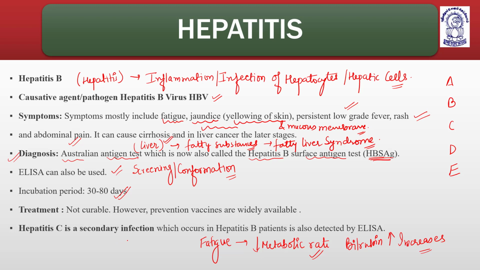Hepatitis C is a secondary infection if the liver is already damaged by hepatitis B infection. Now hepatitis C comes as a hospital acquired infection. I'll tell you, just give me a minute.